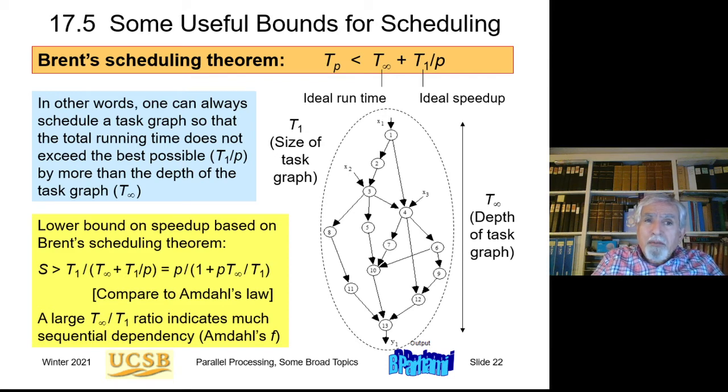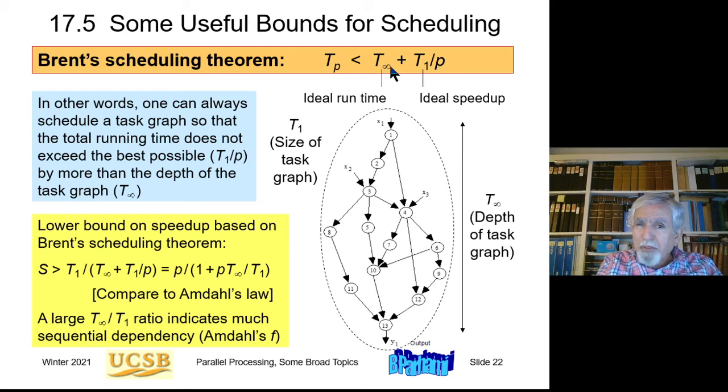Okay, so Brent's scheduling theorem provides a very useful bound for scheduling, which is very comforting, because Brent's scheduling theorem says that the running time of a task with P processors, there is a naive scheduling algorithm. So even though scheduling is difficult, we have a naive scheduling algorithm that achieves this running time. What is this running time? Smaller than T infinity, which is the depth of the graph, plus T1 over P.